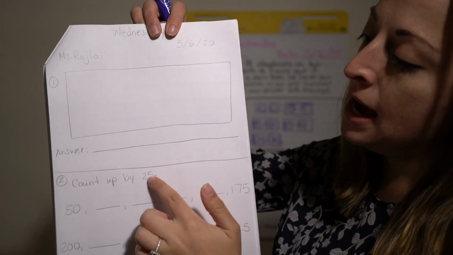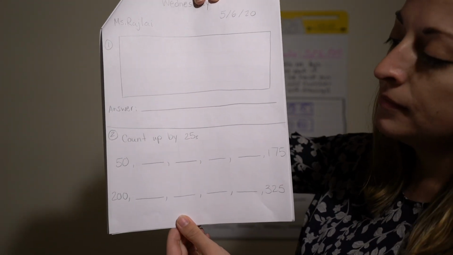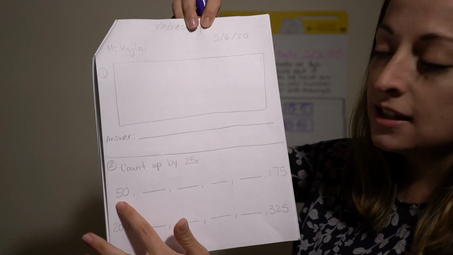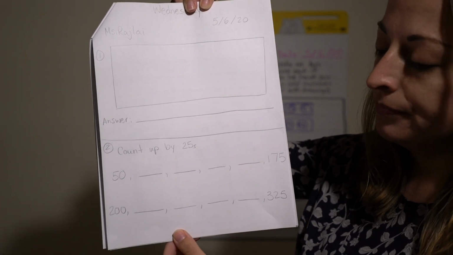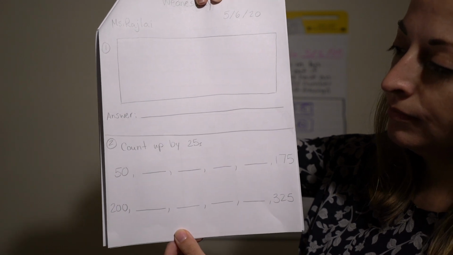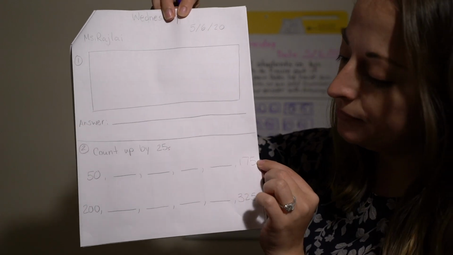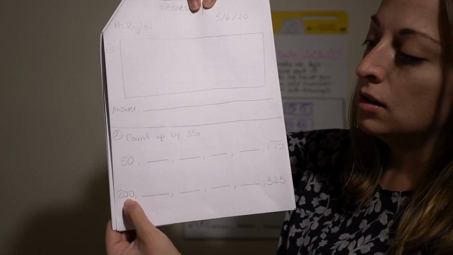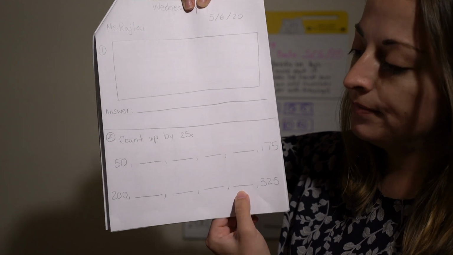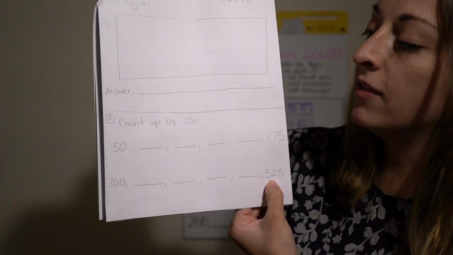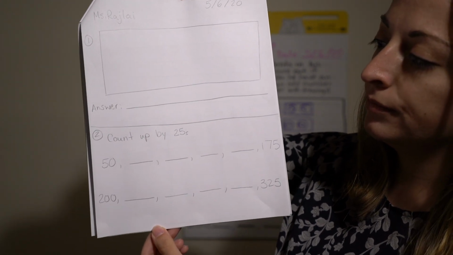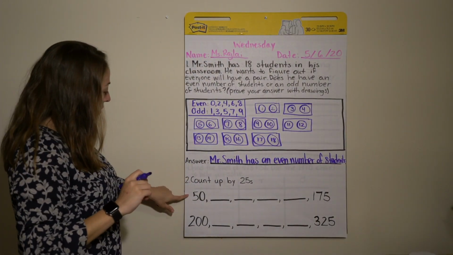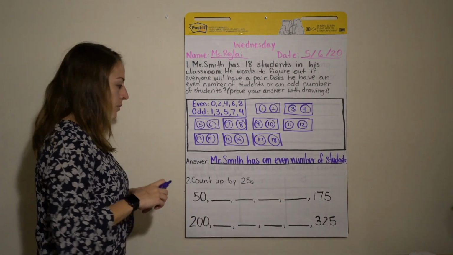You're writing count up by 25s. Then you're going to write 50 with four blank lines. And then you're putting 175. Below that, you're writing 200 with four blank lines. And the number 325. Okay, so we're counting up by 25s. You're going to do this first one, and then we'll go over it, and then we'll do the next one. You can start now.